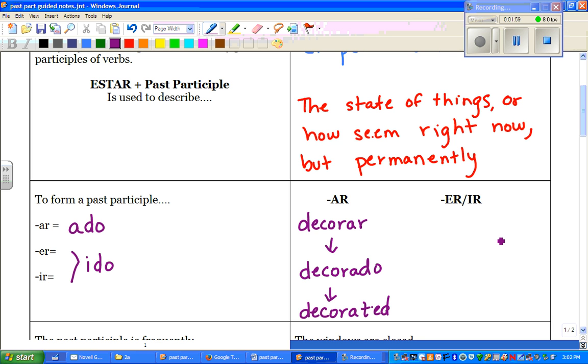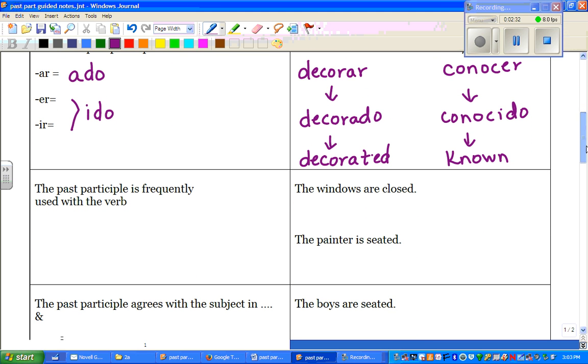If you want to do any ER or IR verb, for example, let's choose conocer, the participle would be conocido. And what does that mean? It doesn't mean the "ed" because you don't say he knowed, but you say he was known. We actually saw that in our Primera Vista translation with mero. The past participle is frequently used with what verb? Well, it's used with the verb estar.